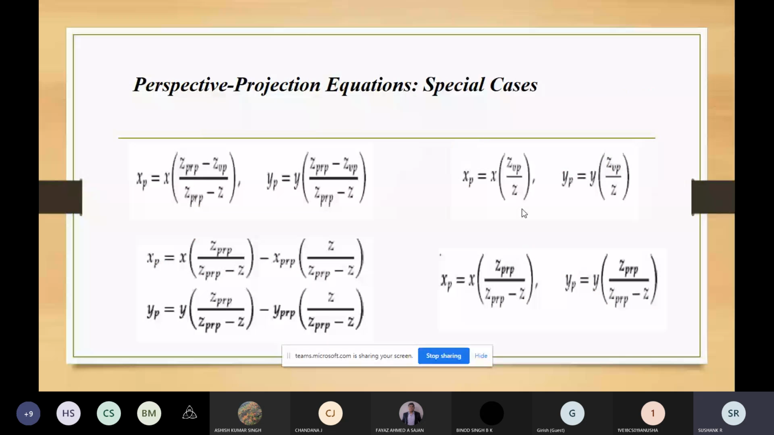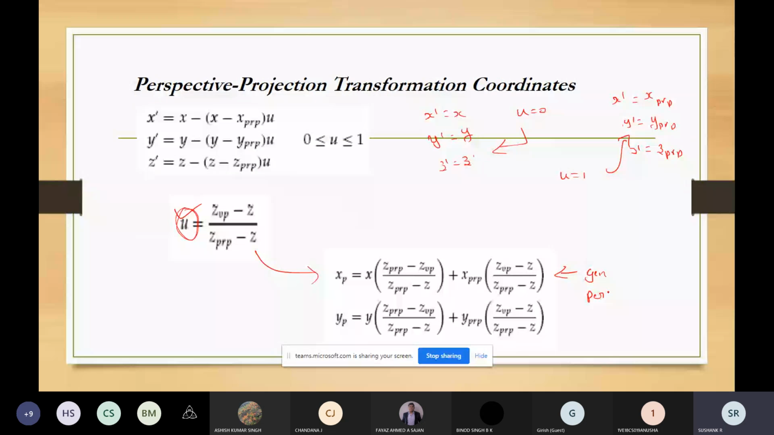So all these cases are derived from this general equation. From the general perspective projection equation, we are generating 4 different cases. The first case is, we are considering only the z view axis. So we are limiting the projection reference point along the z view axis.